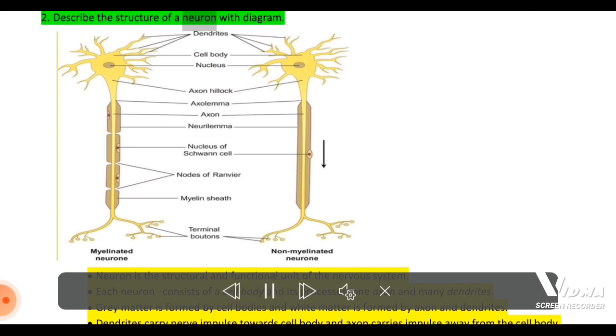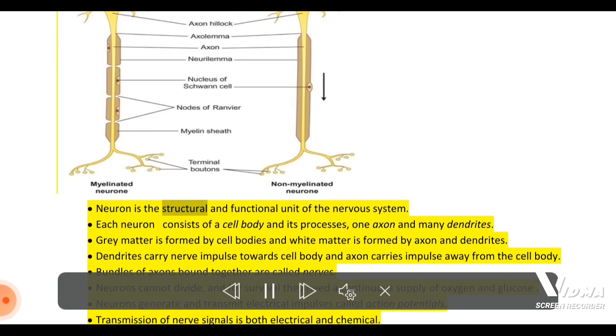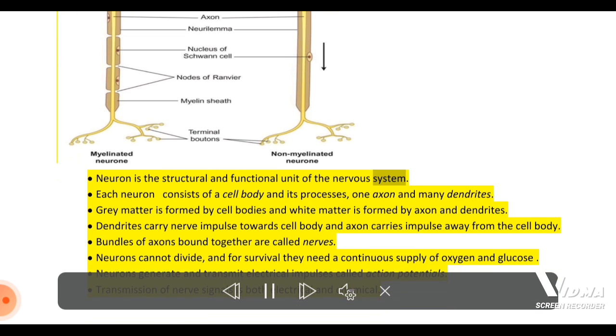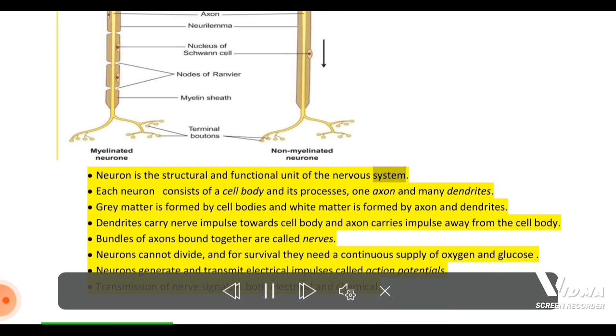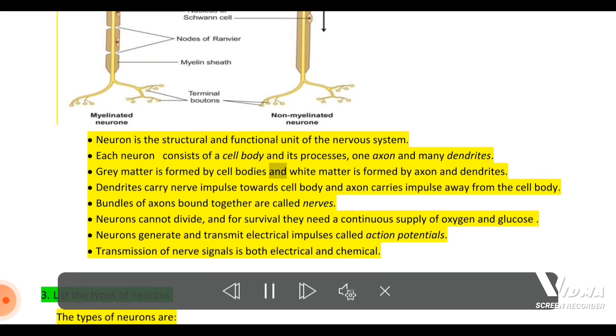Describe the structure of a neuron with diagram. Neuron is the structural and functional unit of the nervous system. Each neuron consists of a cell body and its processes, one axon and many dendrites. Gray matter is formed by cell bodies and white matter is formed by axon and dendrites. Dendrites carry nerve impulse towards cell body and axon carries impulse away from the cell body.